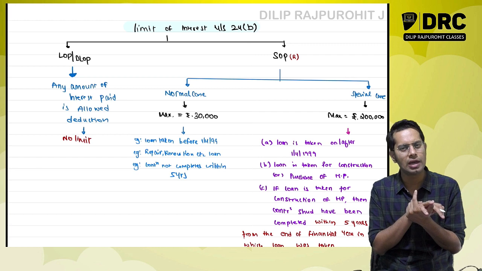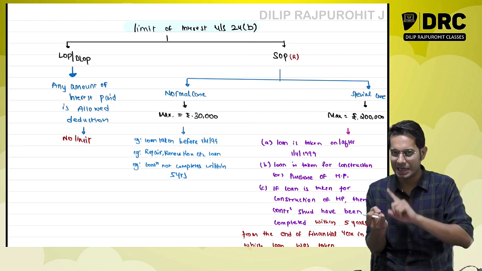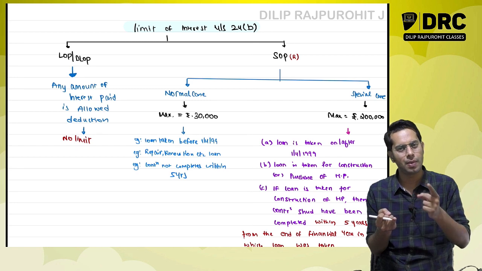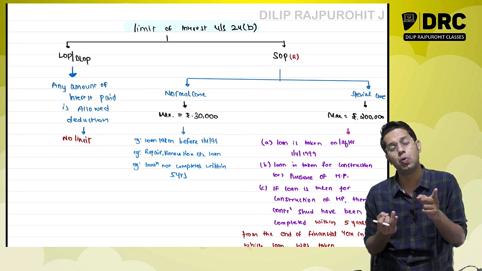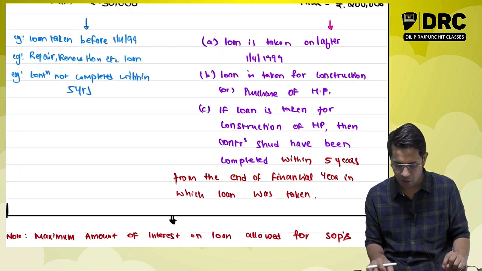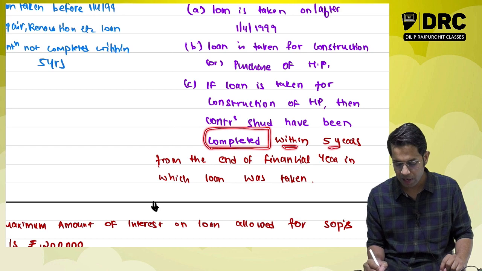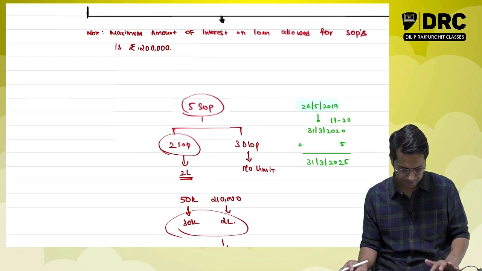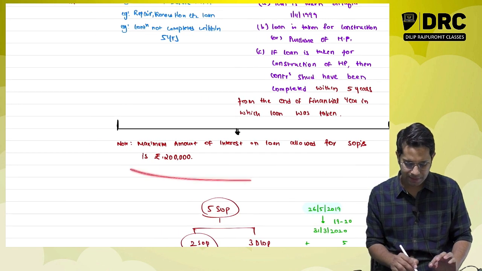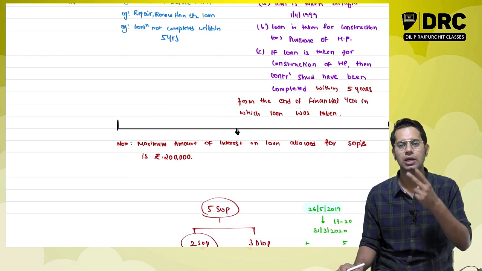When do I get this 2 lakh limit, sir? If the loan is taken on or after 1/4/1999, and if the loan is taken for the purpose of construction or purchase of house property, and if the loan is taken for the purpose of construction of house property, the construction should be completed within a period of 5 years from the end of the financial year in which loan was taken.